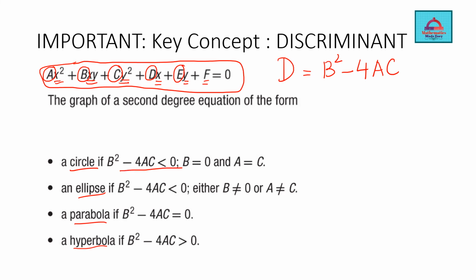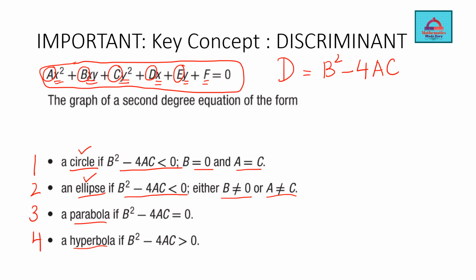If it is less than 0, b is equal to 0 and a is c, it is going to be a circle. It is going to be an ellipse if the discriminant is less than 0 but b is not 0 and a is not equal to c. So you'll have to check these 1, 2, 3, 4 conditions.